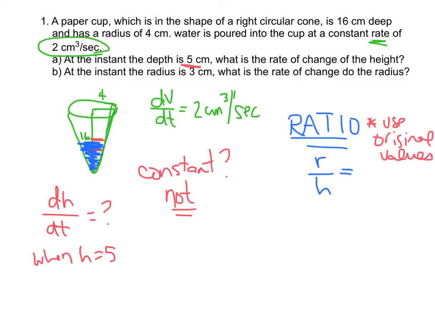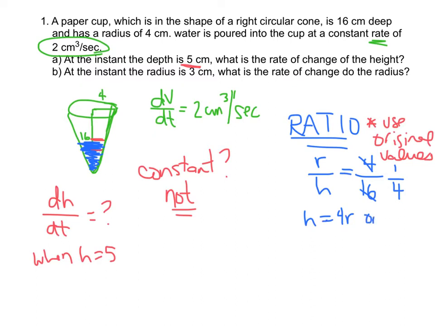So if we look at what we were given originally, the size of the actual cup, the cup was 16 centimeters deep, so a height of 16 and a radius of 4. So we would say the ratio of radius to height would be 4 to 16, which if I were to simplify that, I could say it was 1/4. All right, now if I want to cross multiply so I can solve for one variable in terms of the other, I would have h is equal to 4r. And that solves for height in terms of radius.